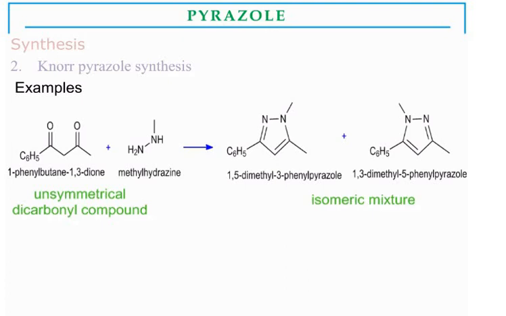Now an unsymmetrical dicarbonyl compound reacts with methyl hydrazine. It gives 1,5-dimethyl 3-phenyl pyrazole and 1,3-dimethyl 5-phenyl pyrazole. These two compounds are an isomeric mixture.